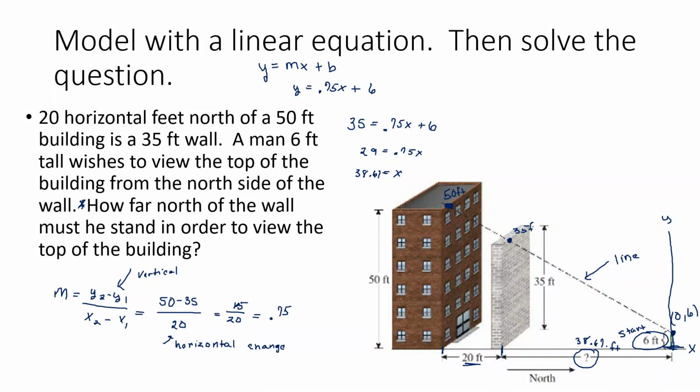So you may be wondering, why did I pick the 35 and not the 50? And the reason why I picked the 35 is because it asked me about the wall, not about the building. Why did I put the 35 in for the letter y? And that's because the 35 is a vertical distance, which our y-axis is the vertical axis. And so that's why I put that in for a y value and then solved out.